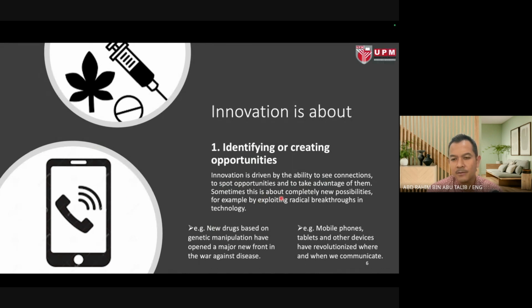Sometimes this is about completely new possibilities, for example, by exploiting radical breakthroughs in technology. All right. So what we can say here, for example, given the example here, mobile phones, tablets, and other devices have revolutionized where and when we communicate. Because if we go back in time, maybe 30, 40, 50 years, maybe beyond our lifetime, right?